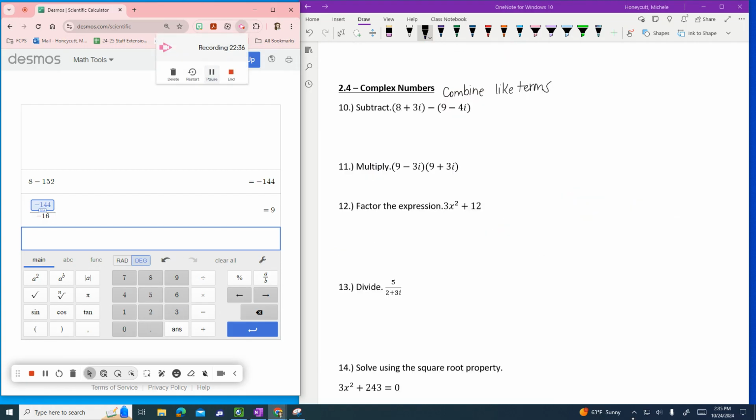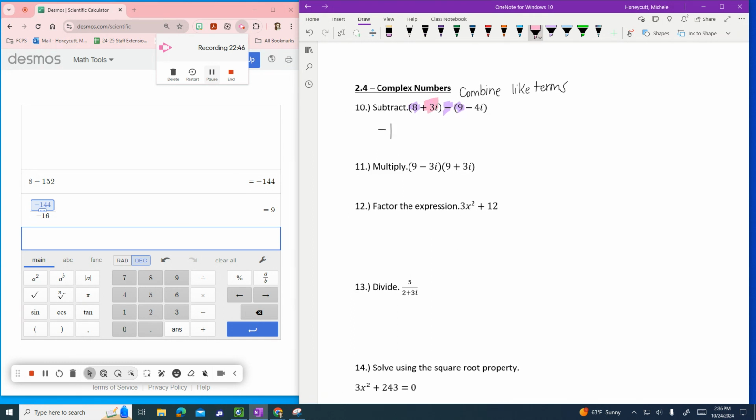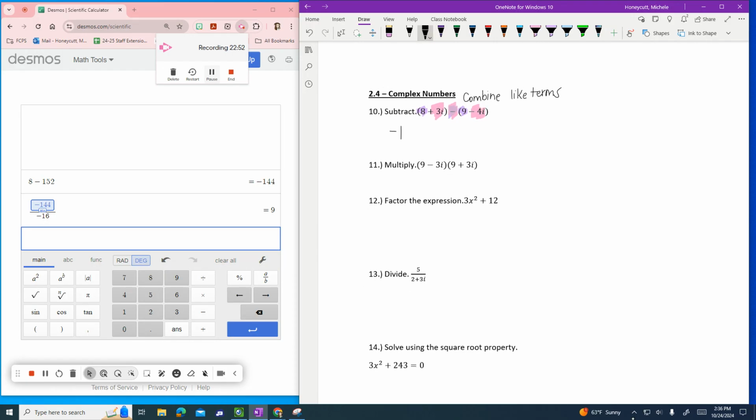For number 10, subtract, I just need to combine like terms, and you combine them with the sign in the middle. So 8 minus 9 is negative 1. And then 3i minus negative 4i is the same as 3 plus 4, so plus 7i.